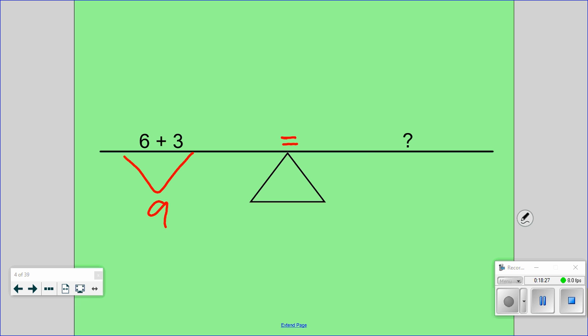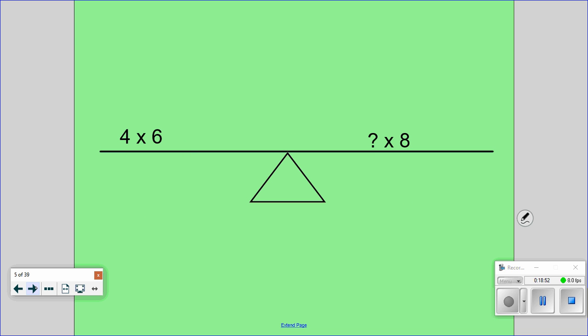That means this side has to also be worth 9. So could it just be 9? Yeah. 6 plus 3 equals 9. We've seen equations like that before. But we could write it.